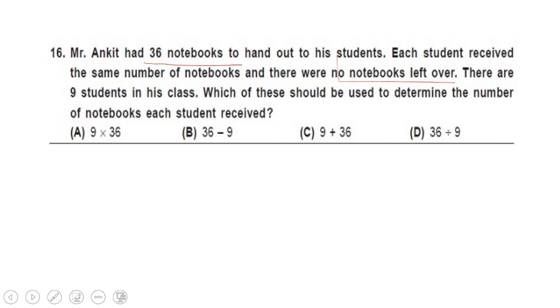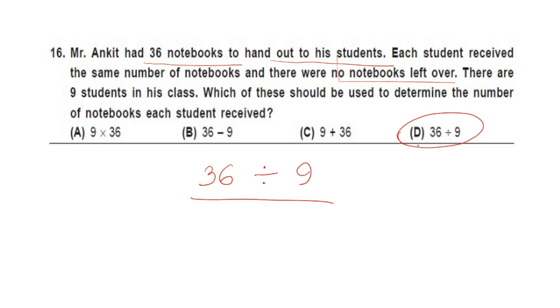Well, this is just testing you on the concept. So you have 36 notebooks which are handed out to his students and none of them are left over. That means they are distributed equally among 9 students. So distribution is nothing but division. So your right answer is option D.